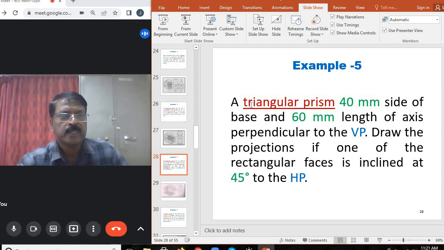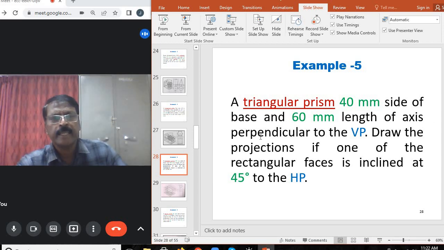In a triangular prism, what are the terminology, what are the components we have? In a triangular prism, we have two triangular bases and three rectangular faces. And dimensions are 40 mm and 60 mm. 40 mm is the side of base and 60 mm is the axis length. Here the axis is perpendicular to the VP.